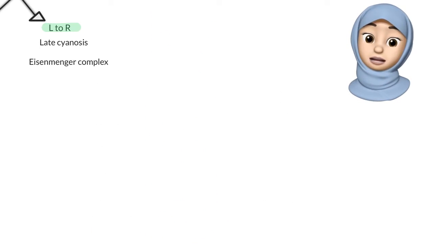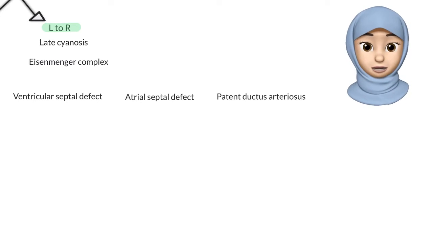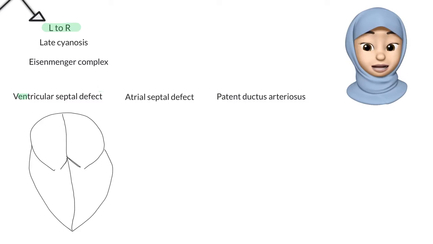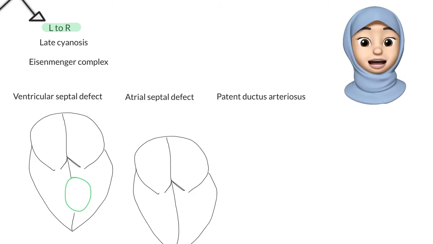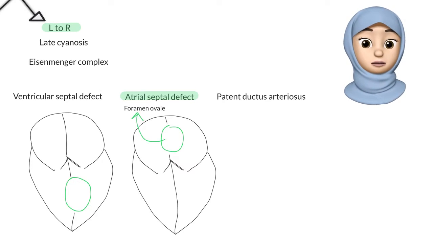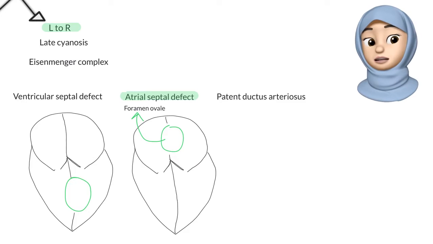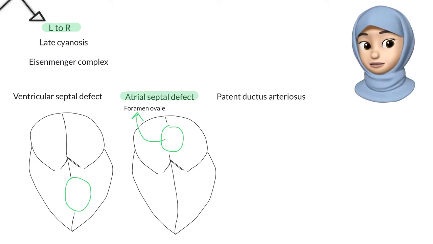Left to right shunts include ventricular septal defects, atrial septal defects, and patent ductus arteriosus. So, ventricular septal defects occur when the septum dividing the two ventricles doesn't fuse. On the other hand, atrial septal defects occur when there's an abnormal communication between the two atria, such as foramen ovale. Reversal of the shunt usually occurs in middle age, resulting in the onset of cyanosis.